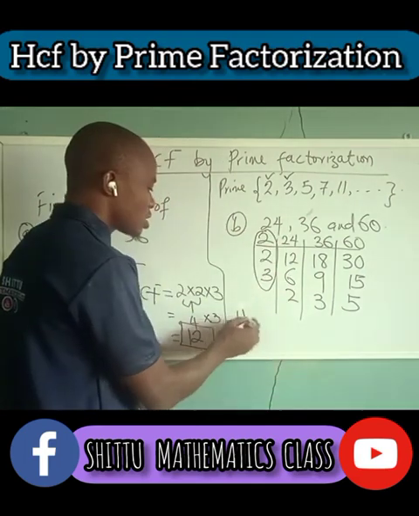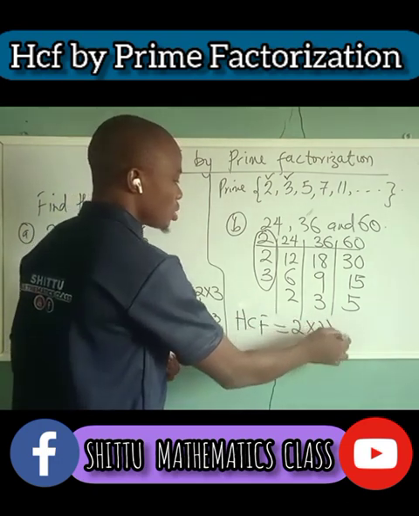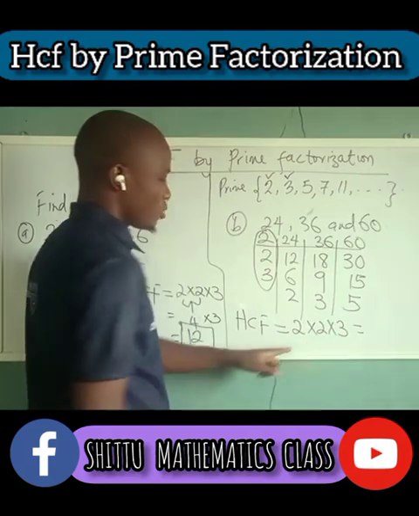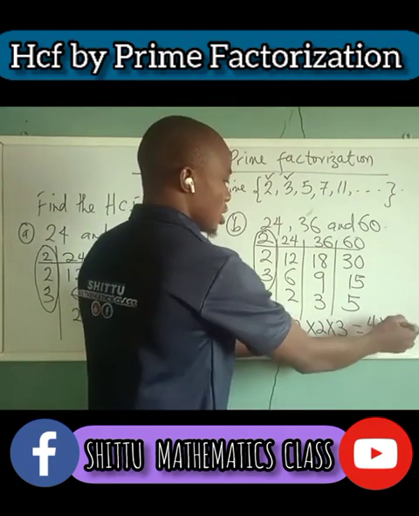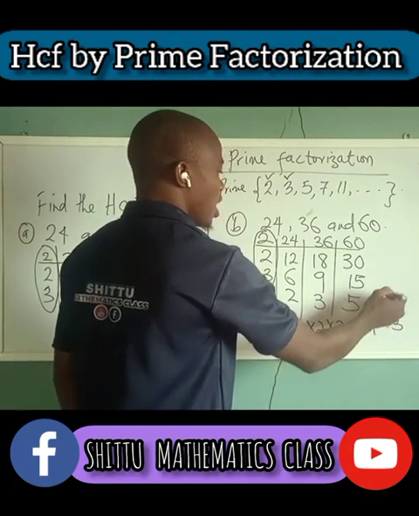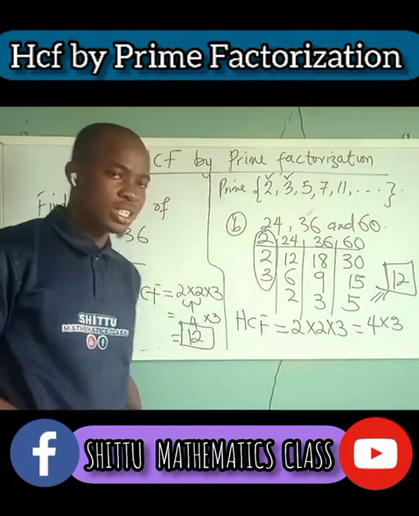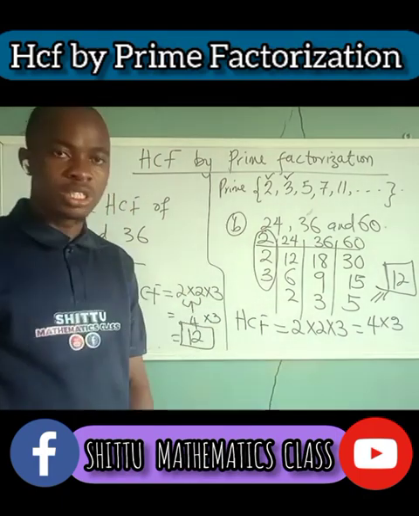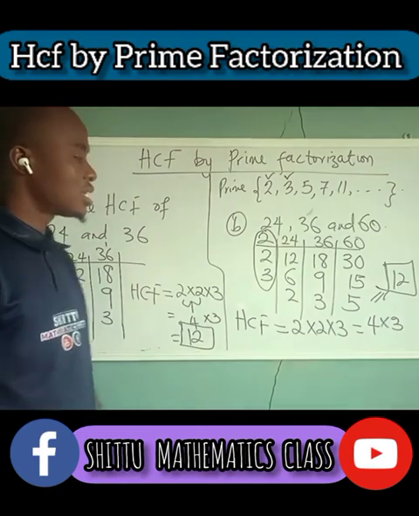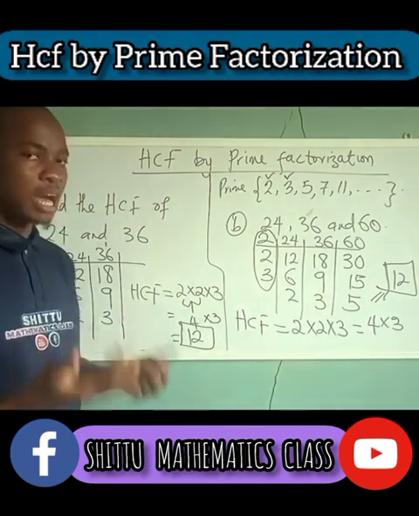So the HCF is going to be 2 times 2 times 3. 2 times 2, we have 4. Then this 3 here. So the final answer, we have the HCF to be 12. Are you getting it now? And we can see that from the first and the second example, we have the same HCF.